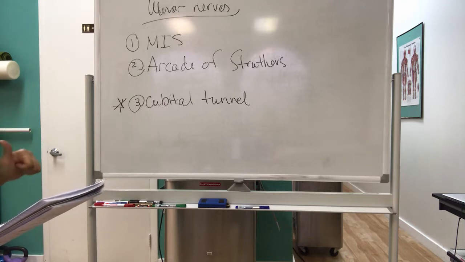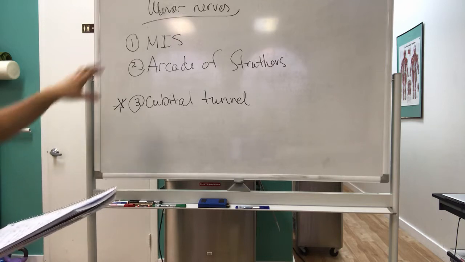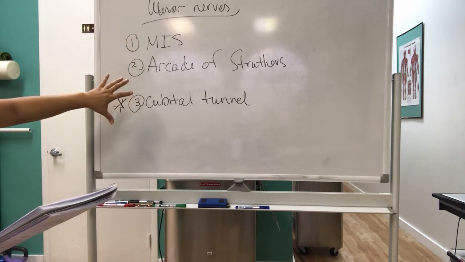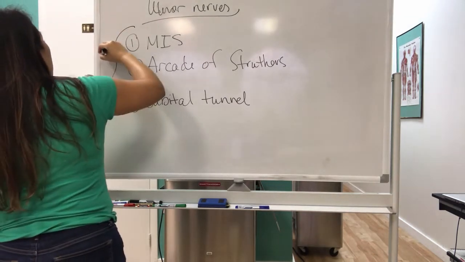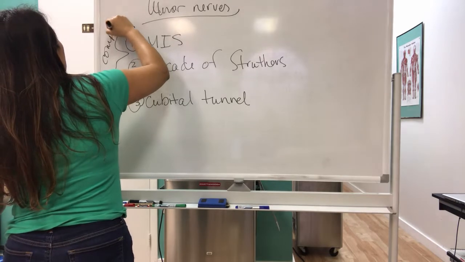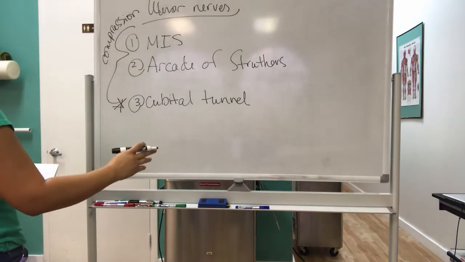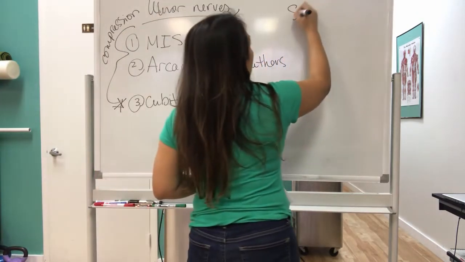The arcade of Struthers is the coracobrachialis tendon, the fascial muscle fibers of the medial head of the triceps, and the MIS. So for the most part, those are the sites of compression. And then in terms of other problems that happen in the ulnar nerves, you're going to have subluxations.